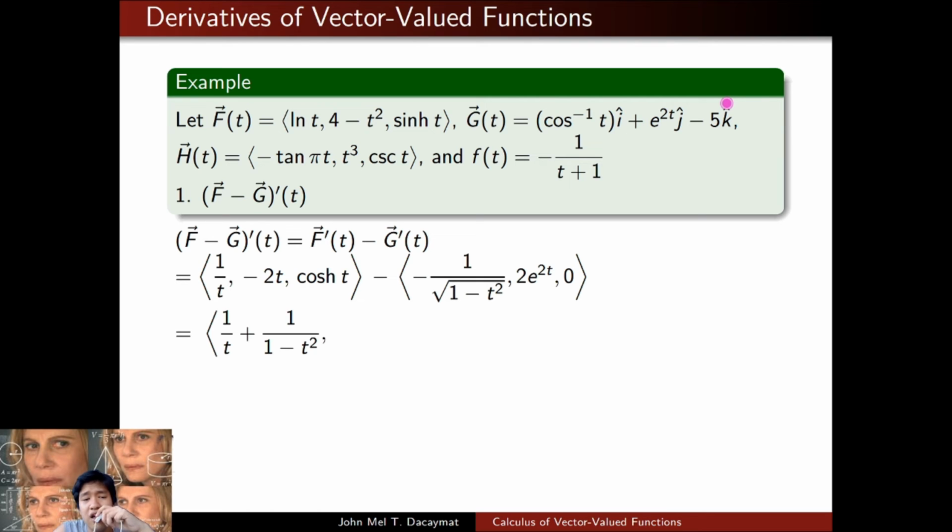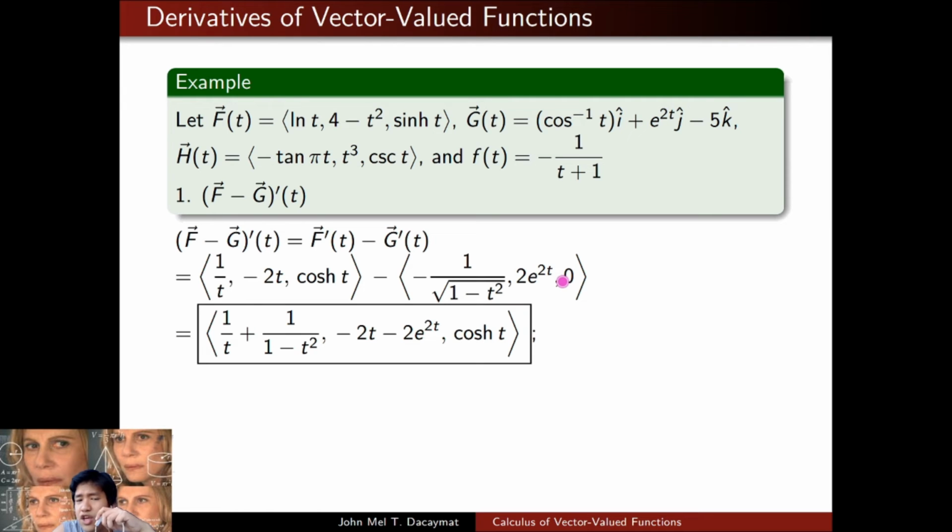So when you subtract, the first component becomes this: 1 over t minus negative this, so you get 1 over t plus this. The square root disappeared, sorry. There should be a square root there. Second component, negative 2t minus this one, so you get this. Third component is cosh t minus 0, so you get cosh t.